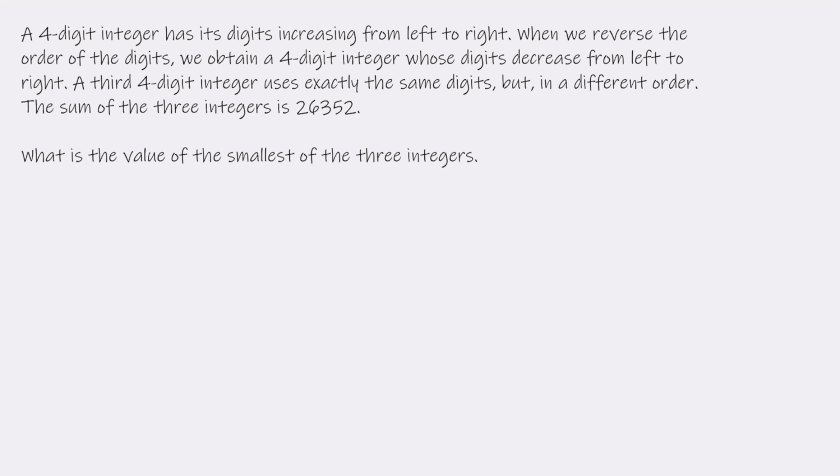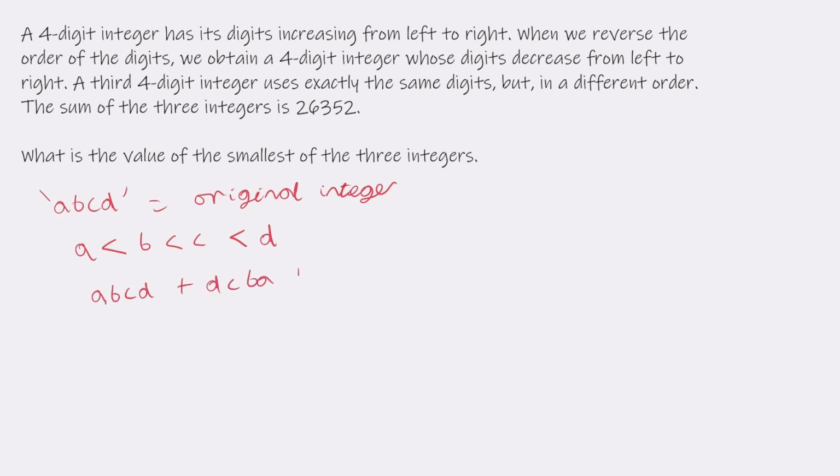So the solution here, we can let the original integer be ABCD, such that A is less than B, which is less than C, which is less than D. So now we know one of the other numbers would be DCBA. So that would mean ABCD plus DCBA plus another number, let's label it Y, would equal 26,352.